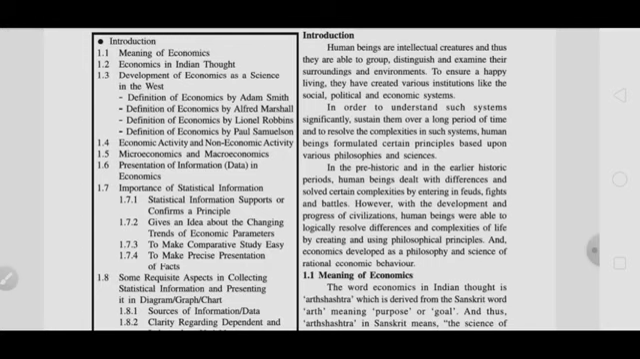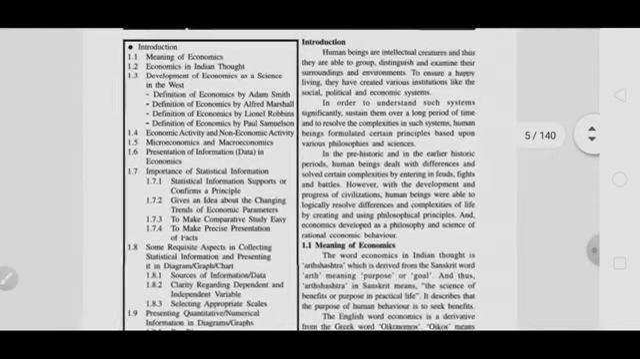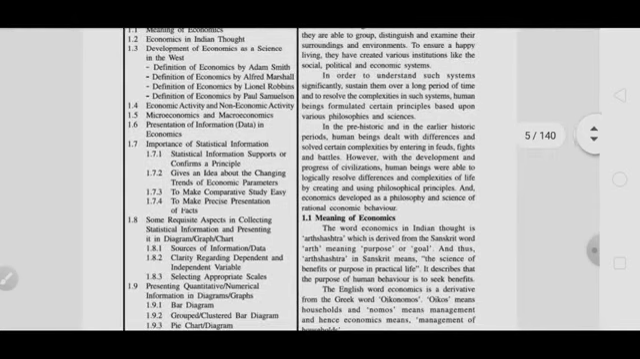First of all, in chapter number 1, we have the introduction, that is the meaning of economics. Basically, economics is an Indian as well as a foreign term. So, in the second point, we will discuss economics in Indian thought. Then, in the third point, economics and the development of economics as a science in the West, because some of the authors have tried to show economics as a different science in the West also. Then we will discuss 4 different definitions given by 4 different authors.